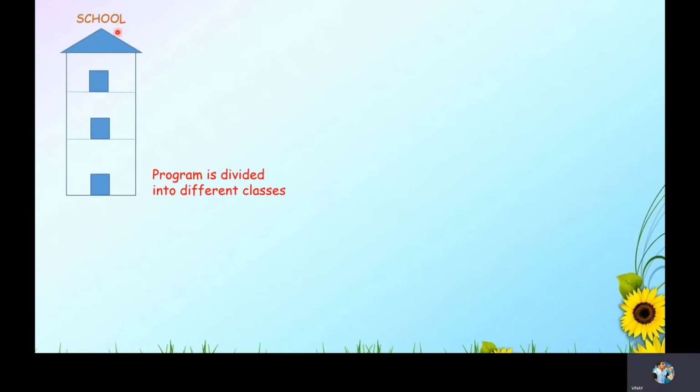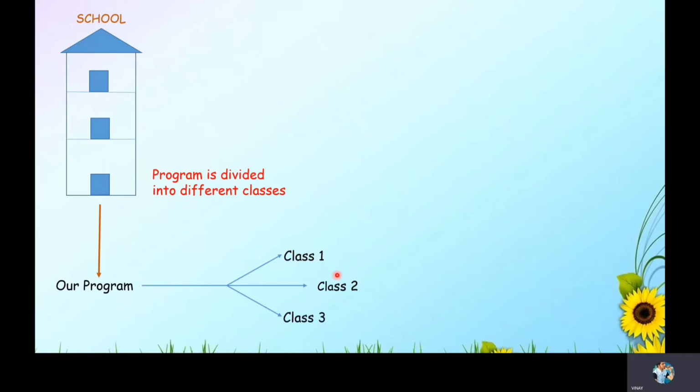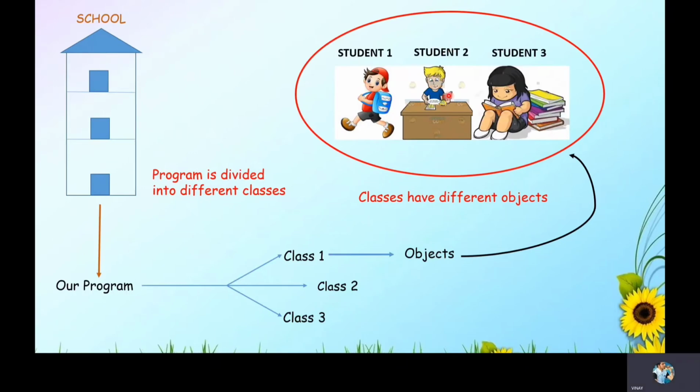Here assume school as our program. The program is divided into different classes. Our program is divided into class 1, class 2, class 3. Each class has different objects, like class 1 has different objects like student 1, student 2, student 3. And this way, every class has different objects.